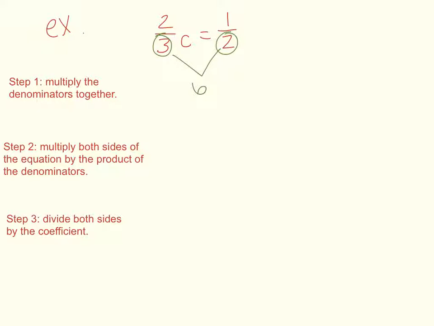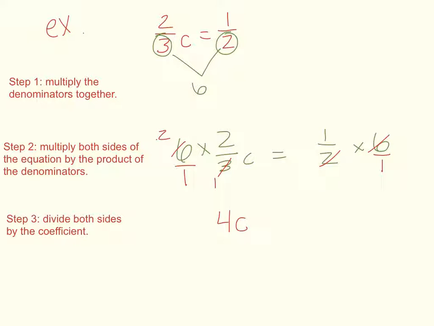So let me show you what that looks like. I'm going to have 6 times 2/3 c equals 1/2 times 6. Okay. Now I'm going to switch colors here so you know that this is how it would look, but I'm doing work here. I can do some cross canceling. Now I have 2 times 2 equals 4c. And then 1 times 1 is obviously 1. Do some cross canceling here. Half of 6 leaves me with 3.